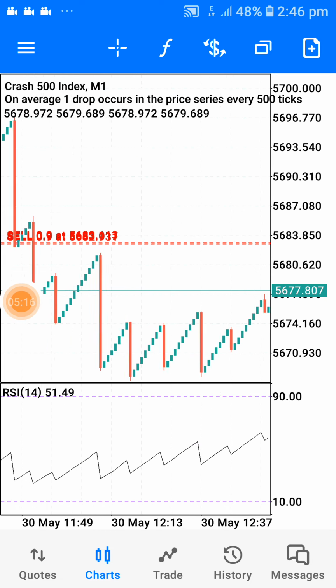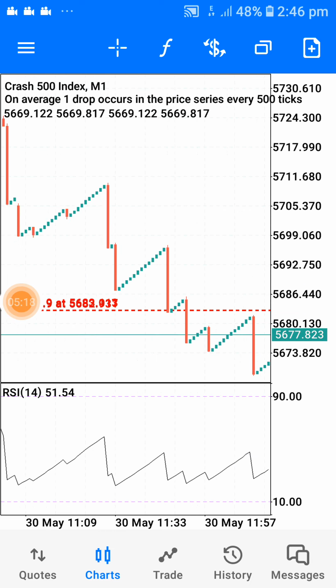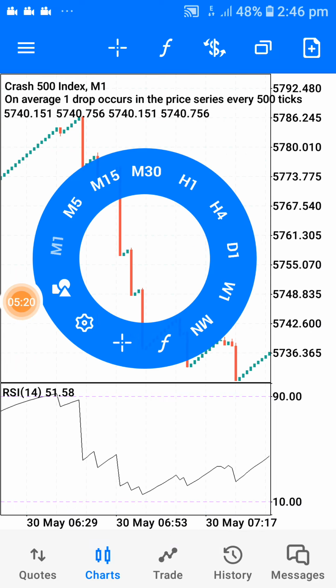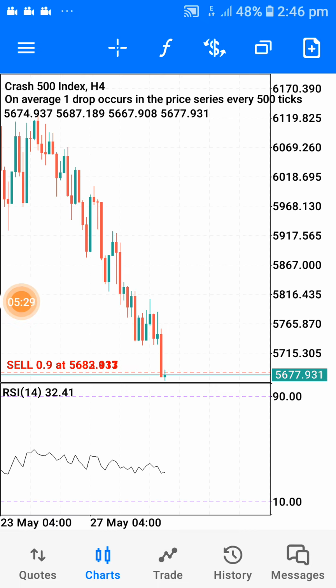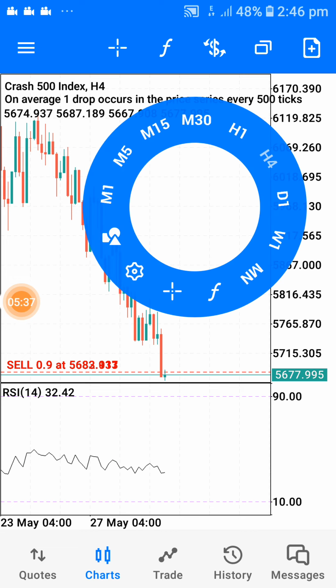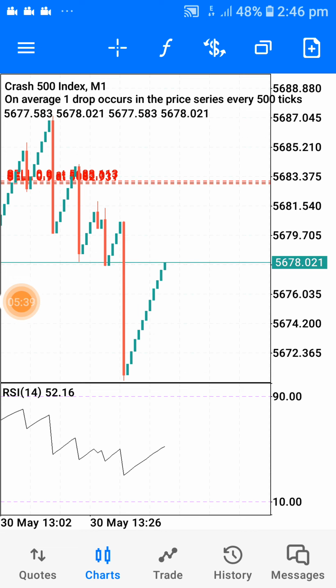Look at how the market is going. You go back to a higher time frame, like I'm doing a 4 hour time frame, so you can see what the 4 hour time frame is saying. It's on a downtrend. You have the market now on your support area. So that's it.